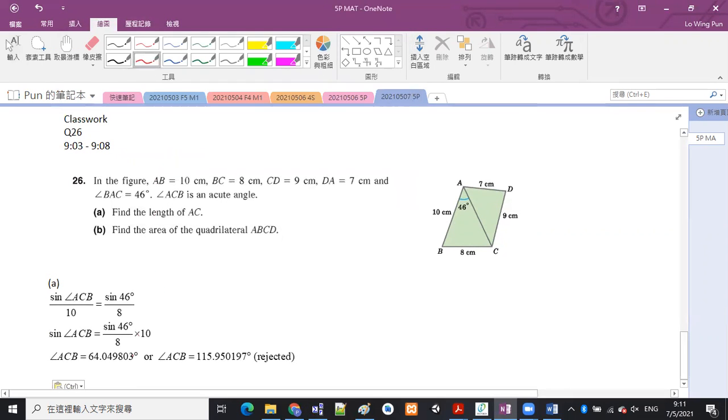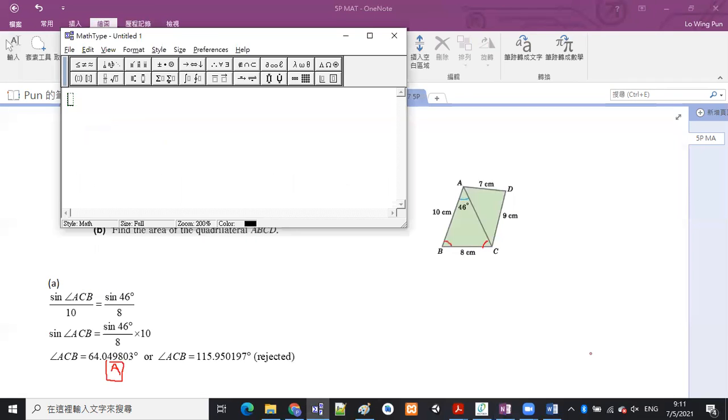Okay? So this one is memory A. Now we have this angle ACB, and then we can calculate angle ABC by using the angle sum of triangle. So angle ABC should be equal to 180 degrees minus the first angle, 46 degrees, minus the second angle, angle ACB. Should be 180 minus 46 minus memory A. Should be 69.95 something. Okay, and this is not the final answer, so I'm going to save this to memory B.